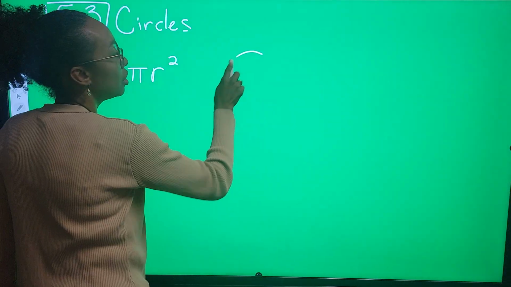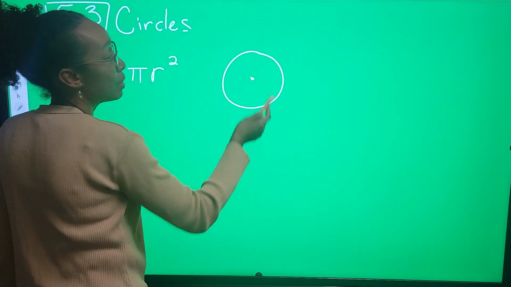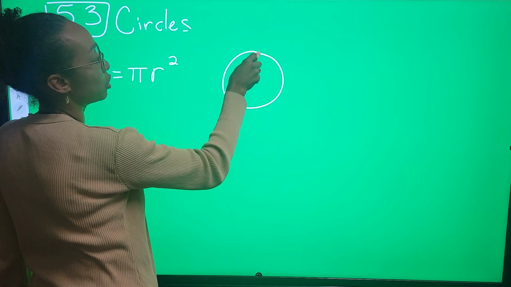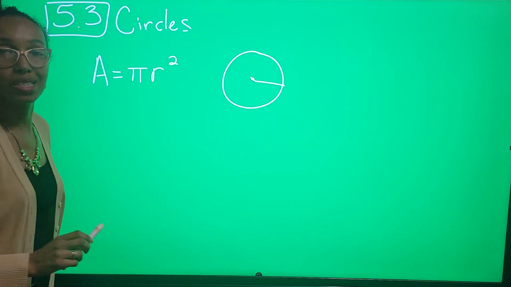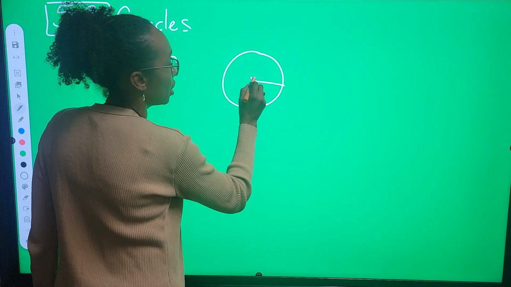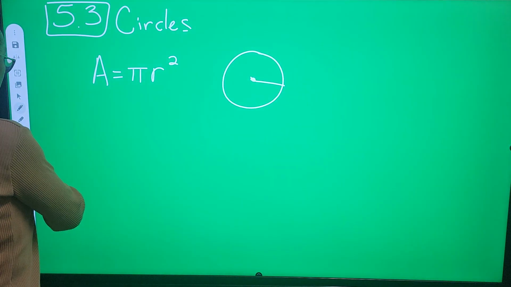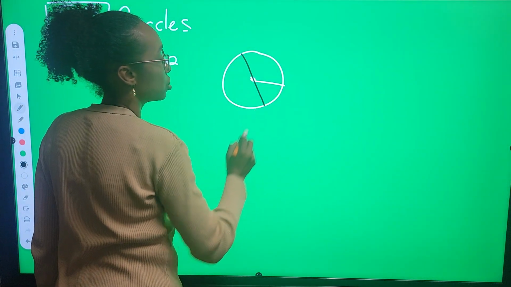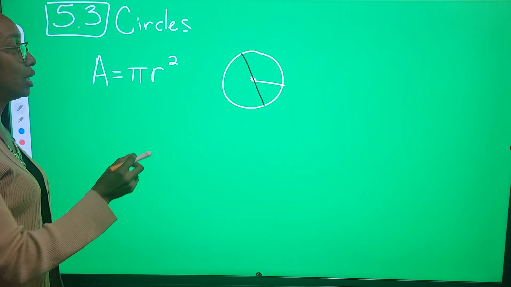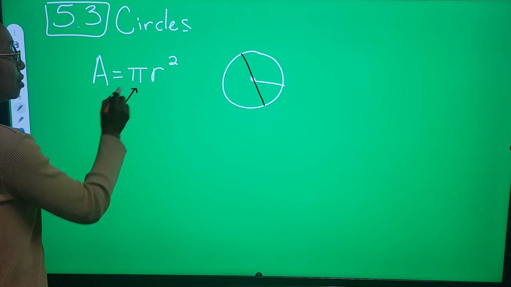All right. Now on the circle, they cannot give us very many measurements. Okay, either they're going to measure the outside edge or they're measuring the distance from the center to the edge, which is our radius. Okay, they might give you a diameter, which would go all the way through the center, but you only need the radius because that's what the r is.